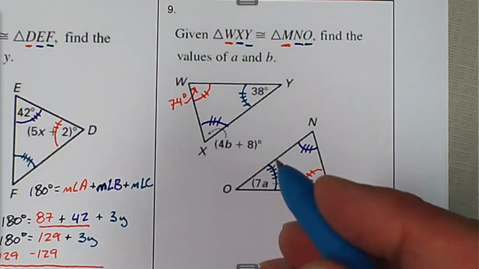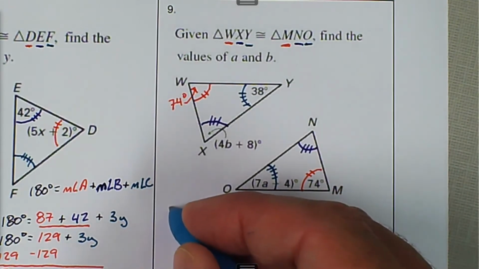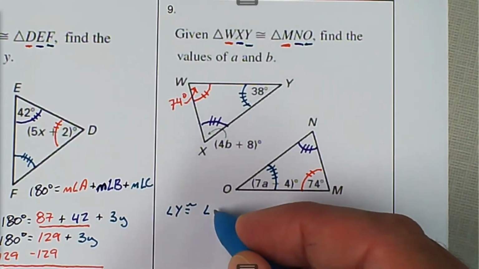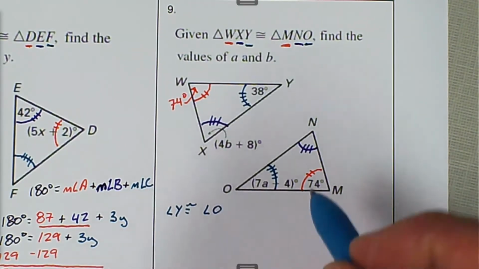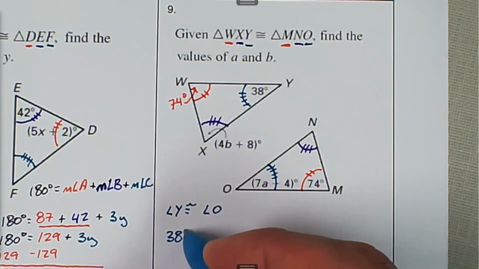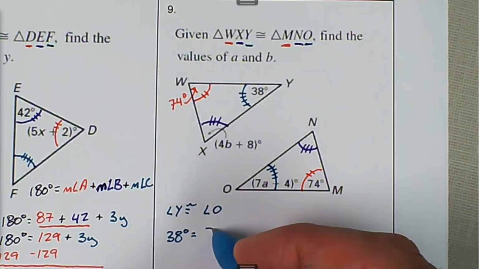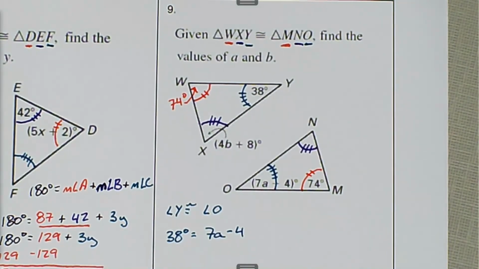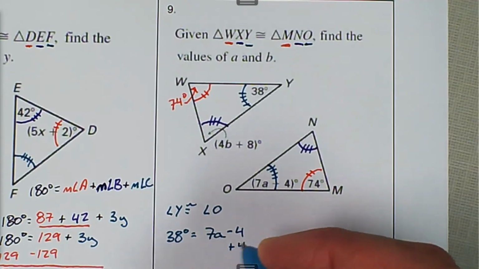So angle Y is congruent to angle O. And then we can say that their measures are equal. So 38 degrees is equal to 7a minus 4. That's minus 4 there. And what we can do is add 4 to both sides.